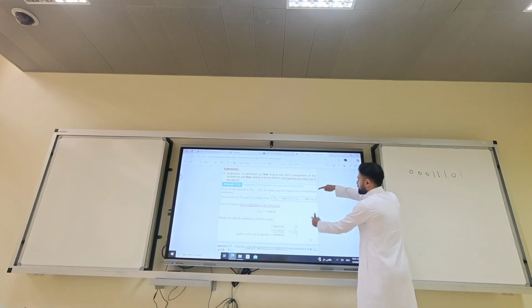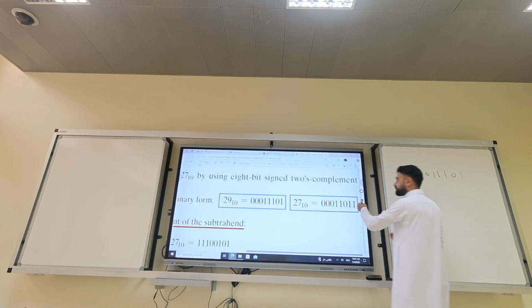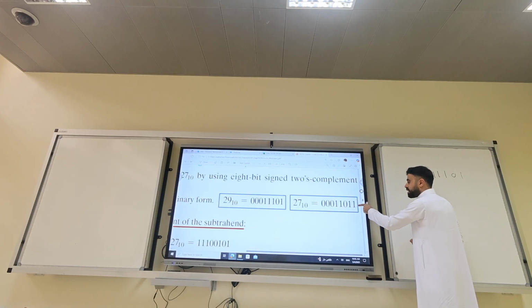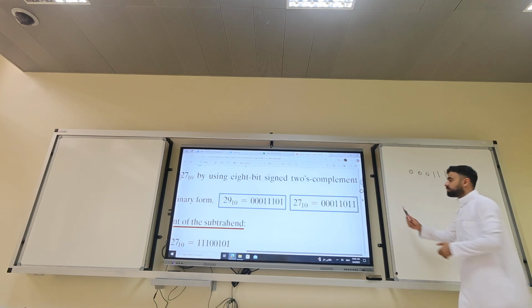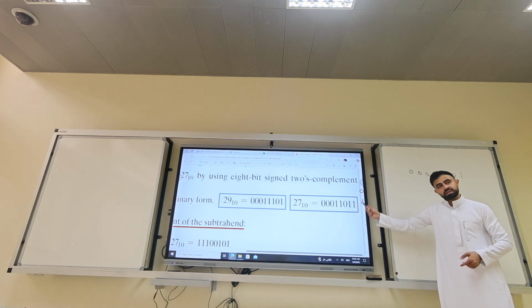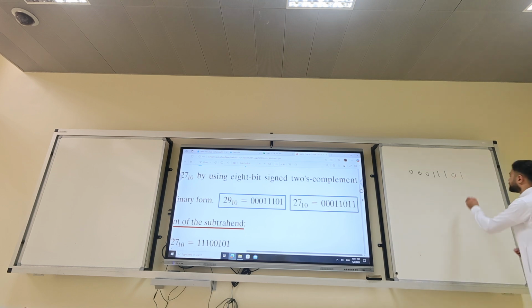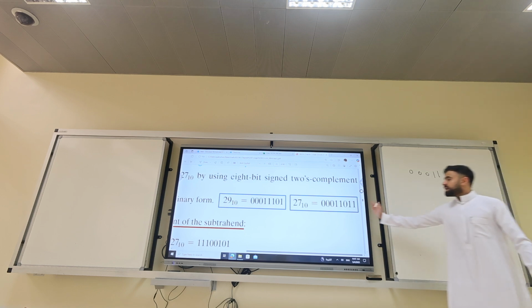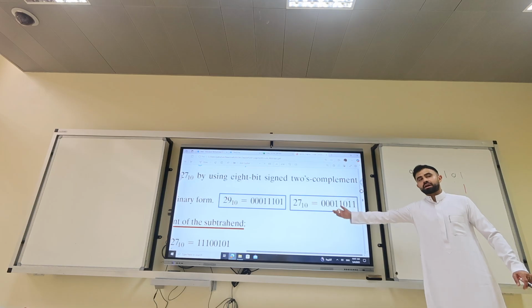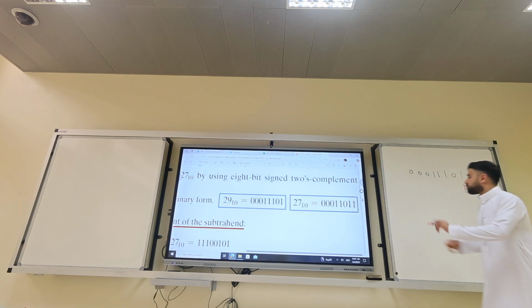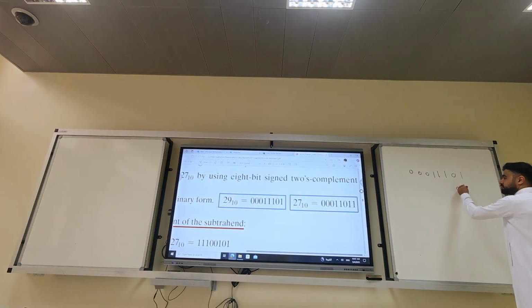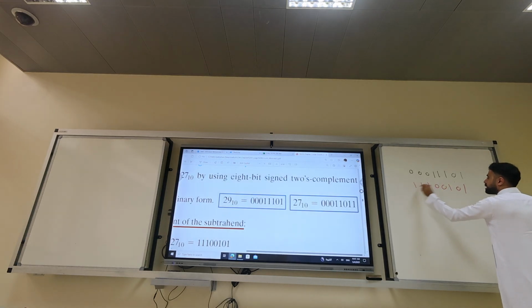For the first, you start from right to left. Up until the first one you see, you copy. Where is the first one we see? It's the first digit, so we just copy the first digit. Everything past the first one from the right, we flip it. So what will this become? 0, 1, 0, 0, 1, 1, 1.